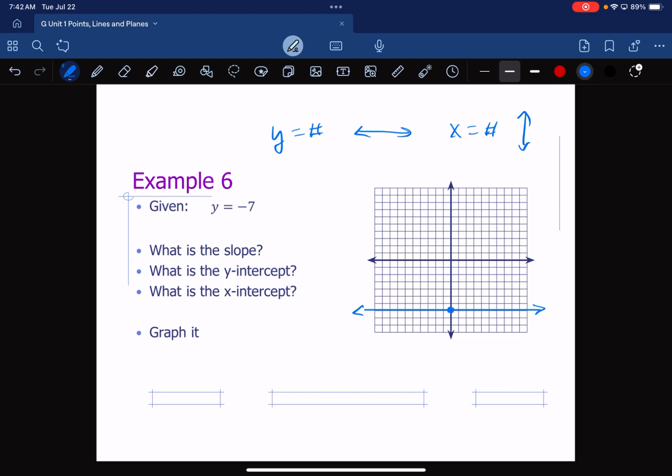So it says, what's the slope? Well, the slope here is the change in y is 0, and the change in x is, well, the change in y is any number you want. The change in x is 0, which means any y value over 0 is undefined. So the slope is undefined.